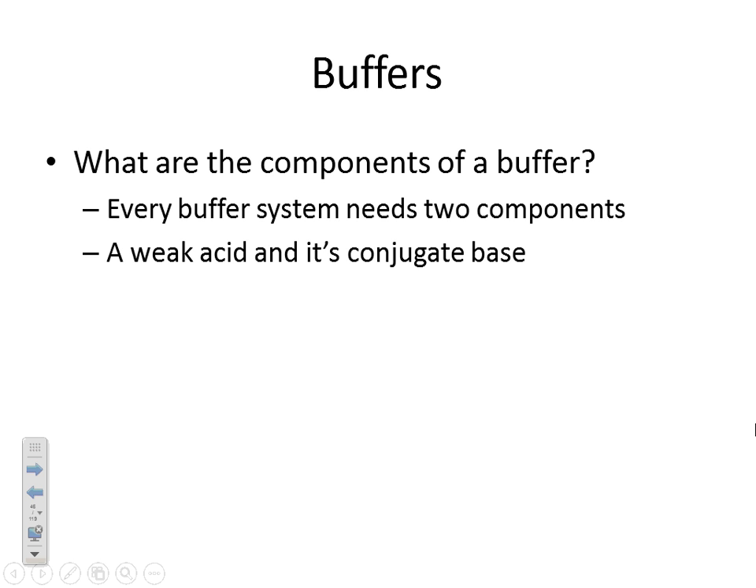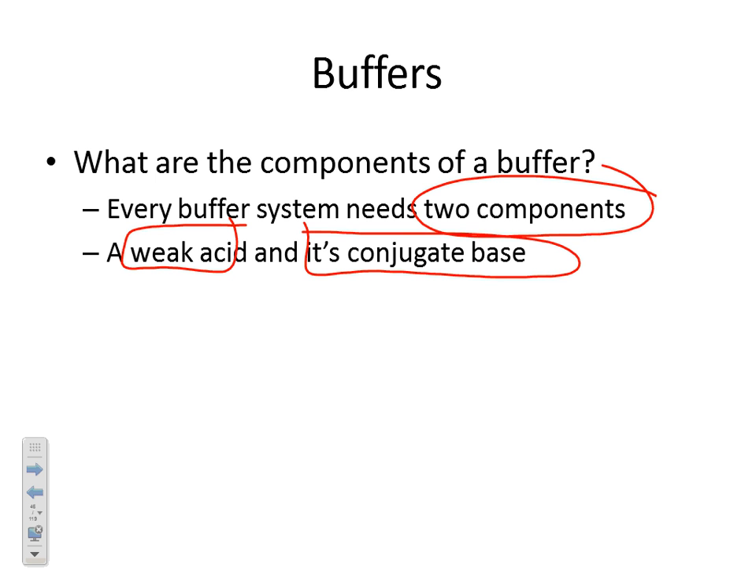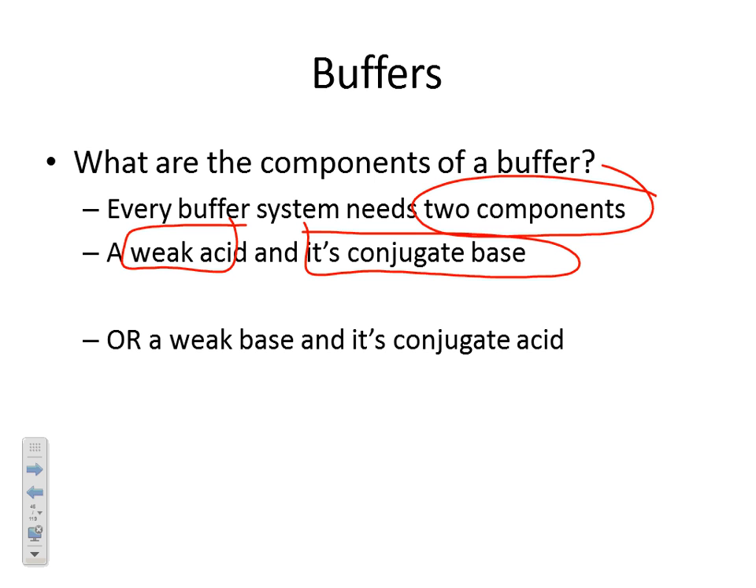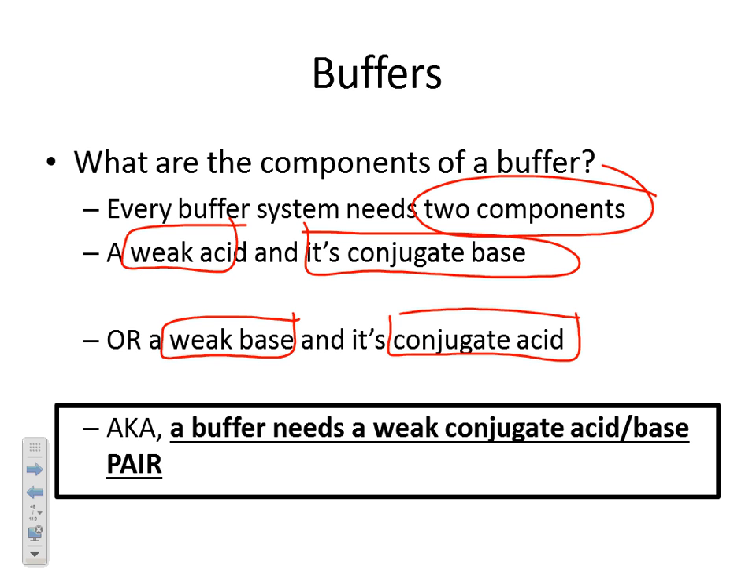What are the components of a buffer? Basically, what do you need to have a buffer system? There are two components. Every buffer needs two things, it always has to be two things. A buffer needs a weak acid and its conjugate base. A weak acid and its conjugate base. You could also have a weak base and its conjugate acid. That works too. That makes a buffer. AKA, the thing that you need is a weak, and that's huge, conjugate acid-base pair.